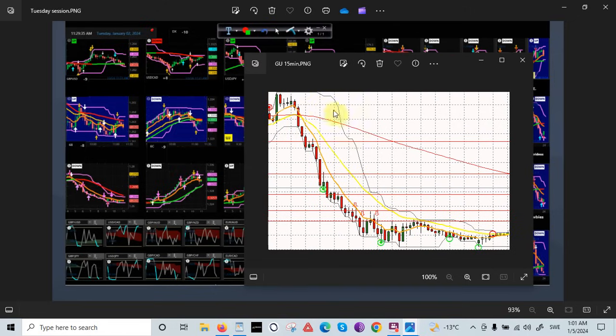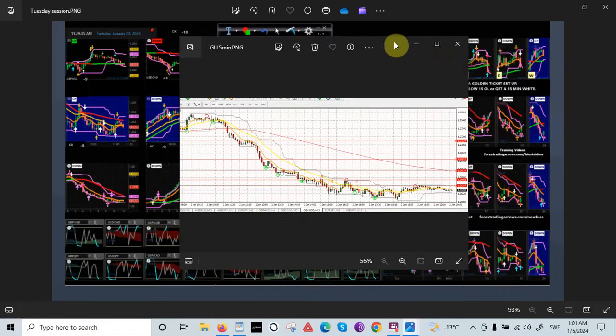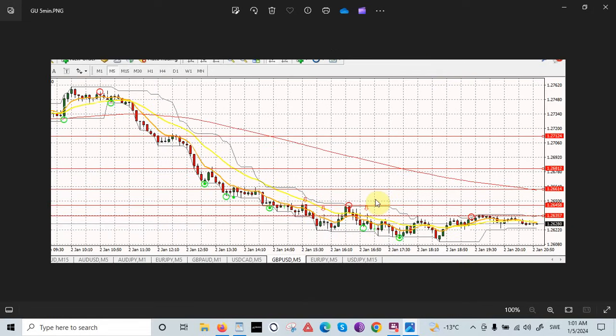This is 15 minutes. I have to go to the 5 minute. Yes. Okay. So these are trades. We came to the session sometimes where it was in the very beginning of the session. I took one trade here, and I take one here.